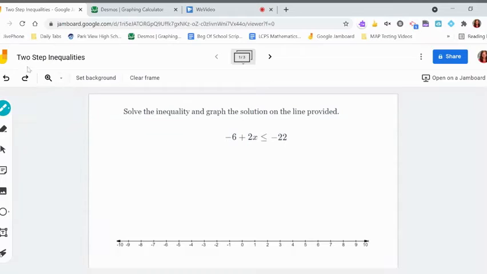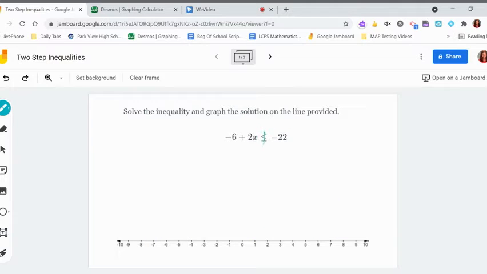In this video, we will be looking at two-step inequalities. The directions say solve the inequality and graph the solution on the line provided. Let's take a look at this example here. We are going to solve this inequality the same way we would solve an equation. The only difference is because it's an inequality, we see this symbol, we're going to have to graph our answer on this number line.